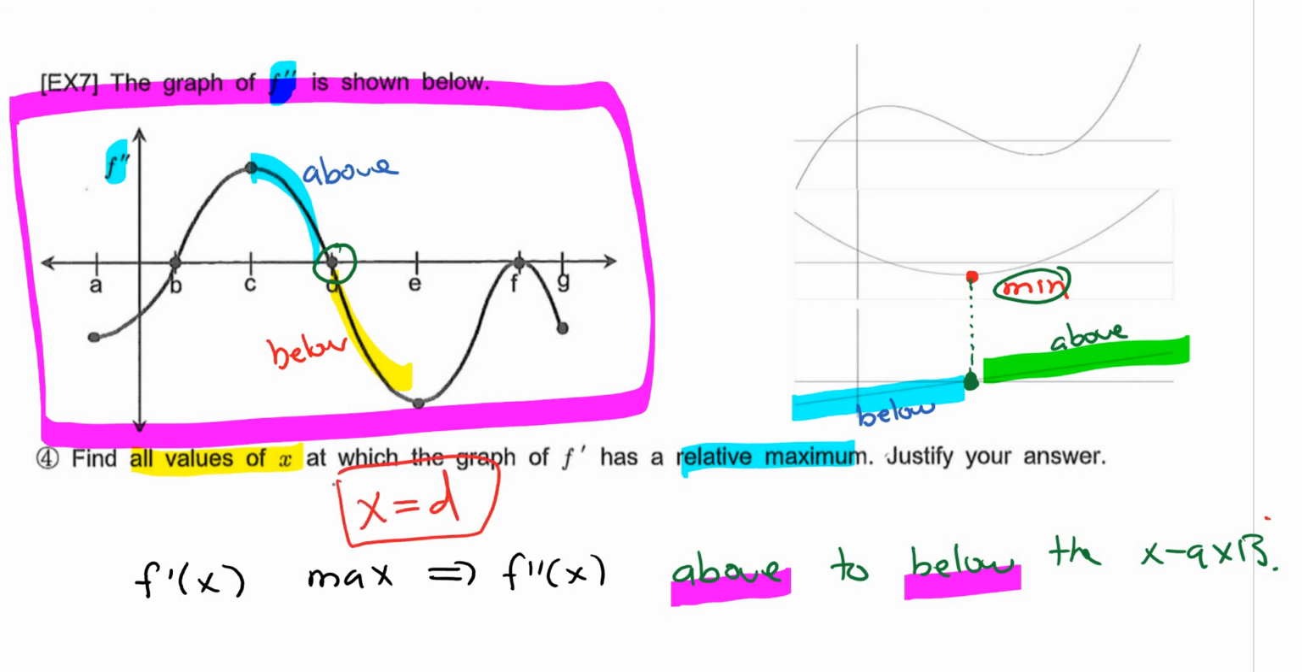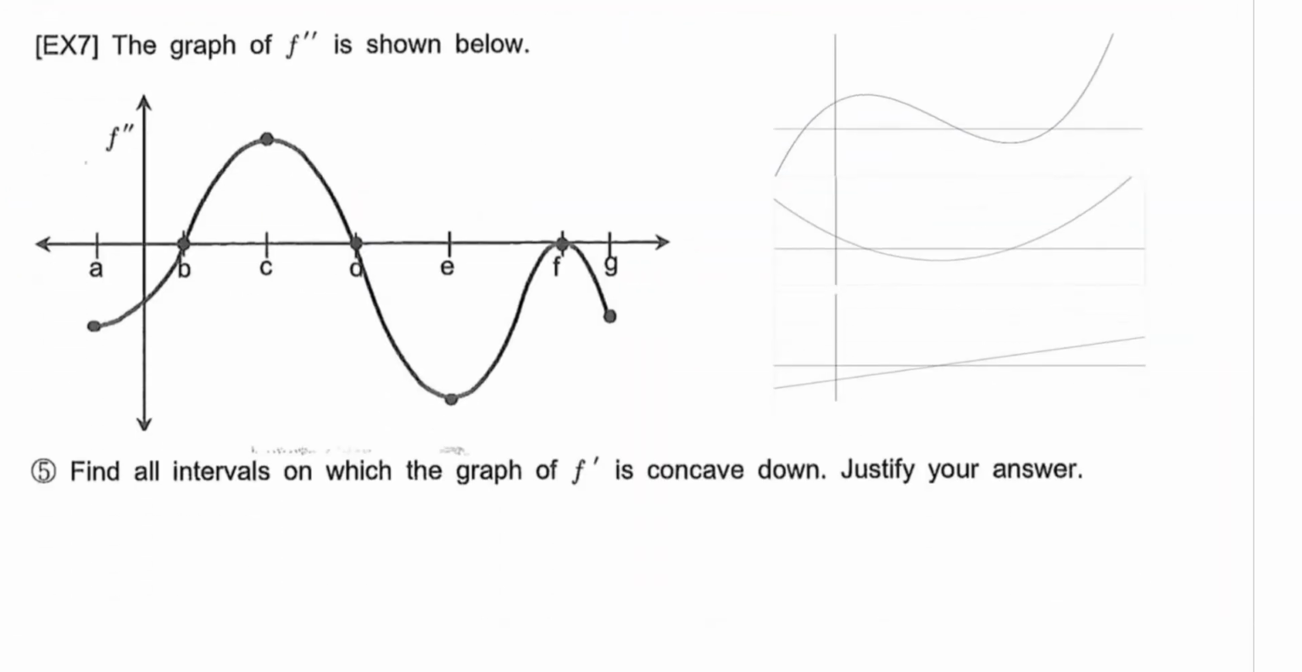Okay, so for this particular question, I would use the cheat sheet to figure out what's happening when you have a relative min on your first derivative and see what's happening to your second derivative and just reverse the results in order to find the relative maximum. Okay, so we're probably going to use that exact same strategy on the very last question too here.